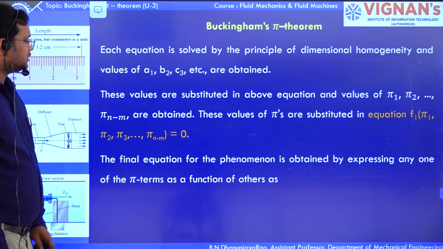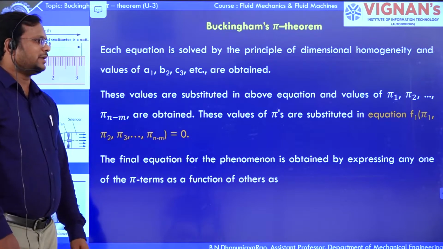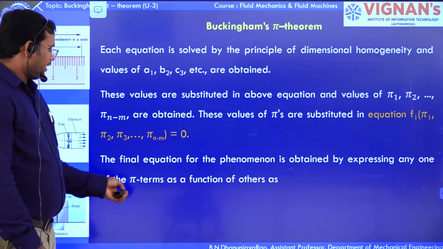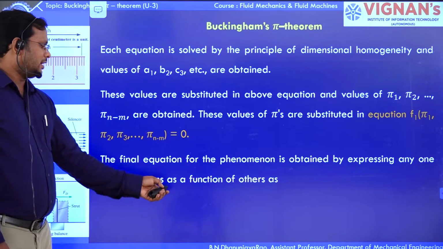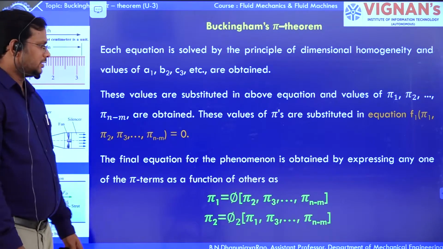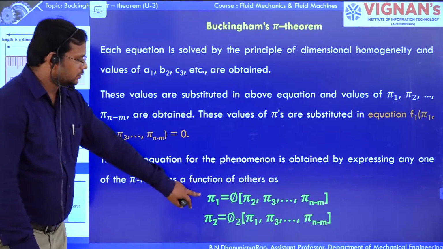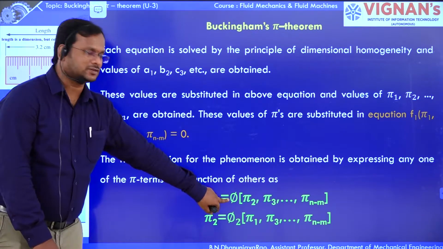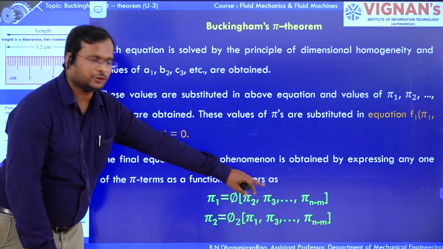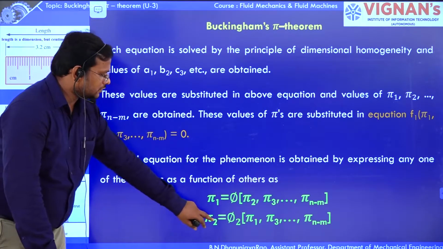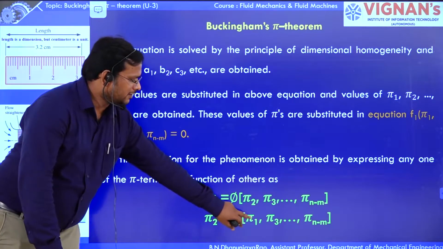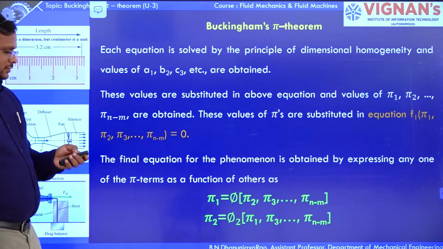The final equation for the phenomenon is obtained by expressing any one of the pi terms as a function of the others, as pi 1 is equal to phi. Here phi is a function of pi 2, pi 3 to pi n minus m. Similarly, pi 2 is equal to phi 2 of pi 1, pi 3, to pi n minus m.